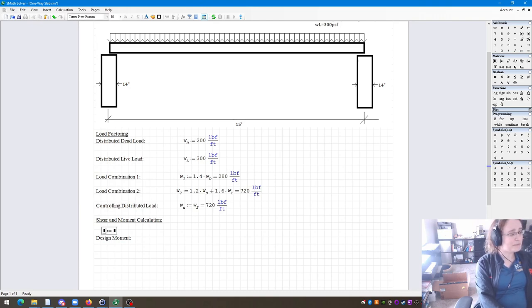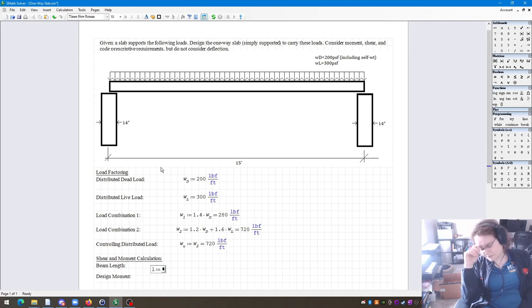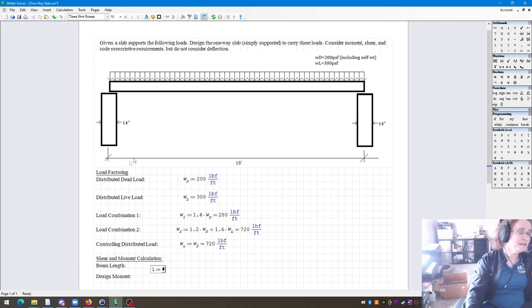Let's see. So our beam length, and I'll just go ahead and call this L. And we do want to be very careful to distinguish L from LN. When we look at the continuous slab examples in the next video, we'll see that we use L sub N, and that is the free span of the slab. So in other words, the length is from the center of one support to the center of the other support.